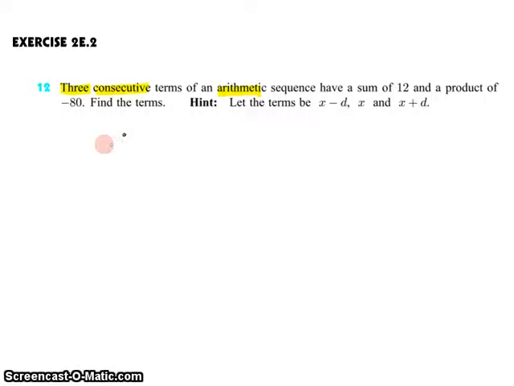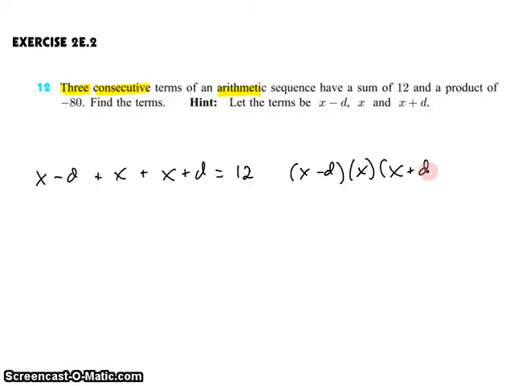The sum of the three is 12, so that means our three terms, x take d, x, and x plus d, has to equal 12. At the same time, the product of the three is negative 80, so x take d times x times x plus d is equal to negative 80. So we'll see where we can go from here.